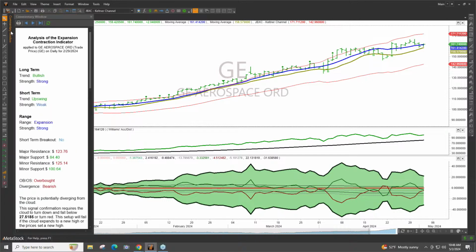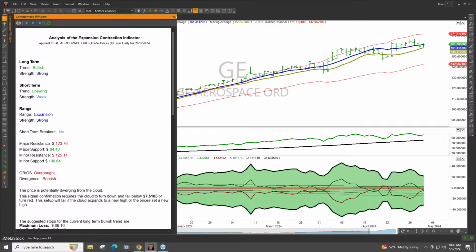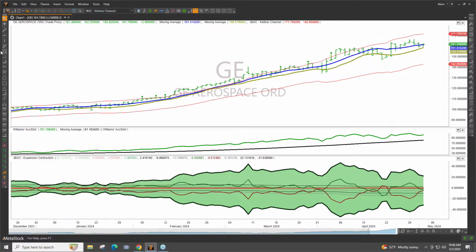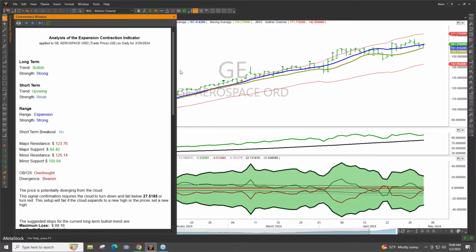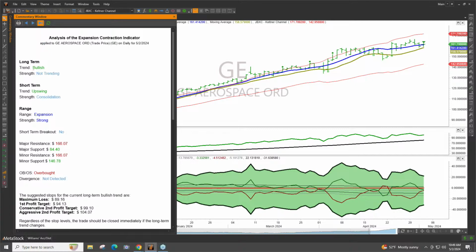And I just want to give you an idea of what that dashboard looks like. So I'm going to go ahead and pop out this commentary window here. Actually, I made it go away. Let me go ahead and get the commentary back open here, and then we'll pop it out and I'll just pin it here. By default, it's going to look at the very edge, the hard right edge of the chart right now. It's going to tell us for long-term we're bullish, but we're not trending. For short-term, we're in an upswing, but the strength, it's consolidating. With the range, we're in an expansion, and the strength of that expansion is strong.